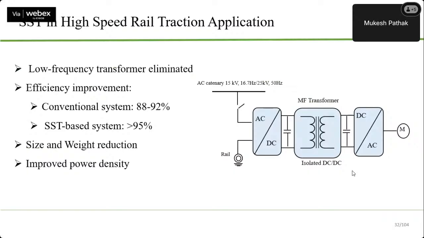Similarly, this can also play an important role in traction, where a low frequency transformer is used. This is a typical diagram of a railway traction system. AC supply is converted to DC. Then you have a line frequency transformer, and this is a DC link. Then DC to AC conversion for the motor.